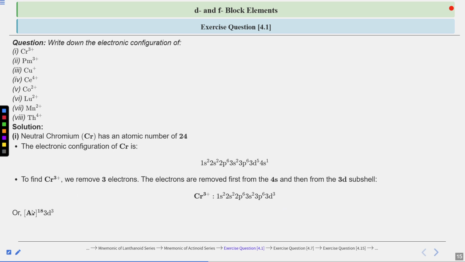Or you can also write it as argon 18 3d3. That means argon is a noble gas. So chromium 3 positive is attaining the noble gas configuration of argon after filling of 18 electrons, and only 3d3, that is 3 electrons of the outermost orbital, is going to be extra. So you can write this configuration of chromium 3 positive as argon 18 3d3.